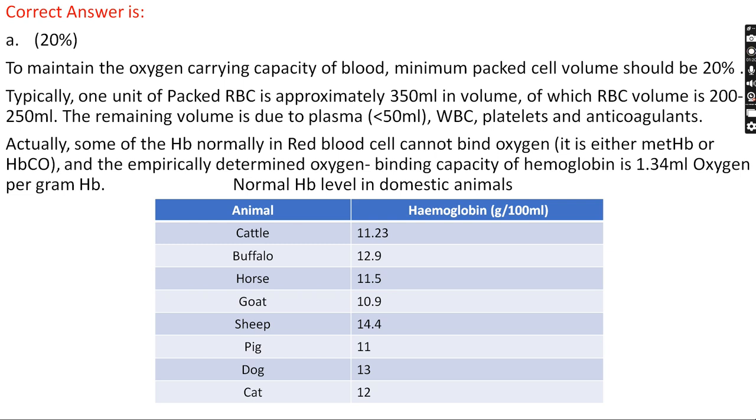Okay. But in some cases hemoglobin is unable to bind with oxygen, like when it is in the methemoglobin form, or in the carbon monoxide form. Here are the normal hemoglobin levels in domestic animals: cattle contain 11.23 gram hemoglobin per 100 ml blood. Similarly, buffalo is 12.9, horse 11.5, goat 10.9, sheep 14.4, pig 11, dog 13, and cat 12.